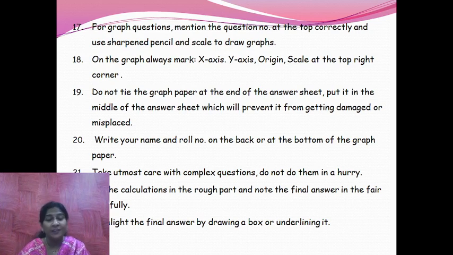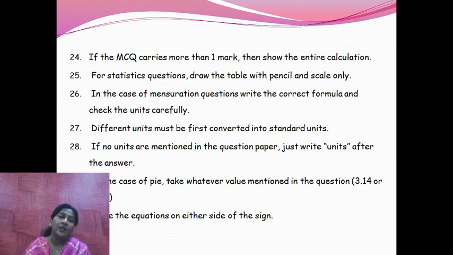Then highlight the final answers by drawing a box or by underlining it. You can draw or you can underline it at the end. Okay, then if the MCQs carry more than 1 mark, then only show the entire calculations. Else there is no need, students. Simply you can put the question number, its sub question, and whatever is the correct answer. Then for statistics questions, always remember that you have to draw the table with pencil and scale only. Don't draw with pen. Okay, it will not give a good presentation to your paper.